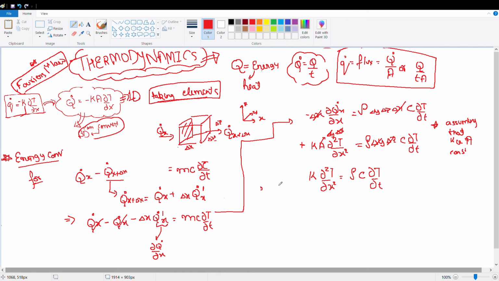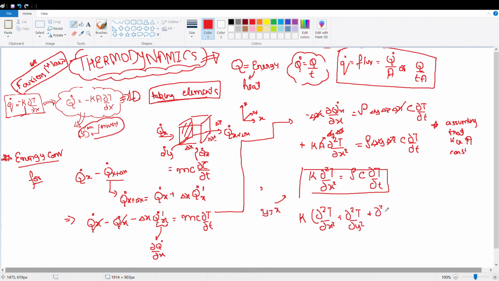Now this was done considering x, where y and z are not contributing anything in the x direction. Now if we consider fluxes from y, q dot y, and from z, we'll get a similar equation: del 2T by del x2 plus del 2T by del y2 plus del 2T by del z2 equals rho c del T by del t. So I'm going to rub the rest of the things, so please carefully note it down if you want to.